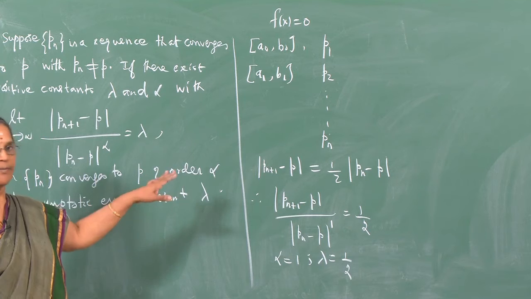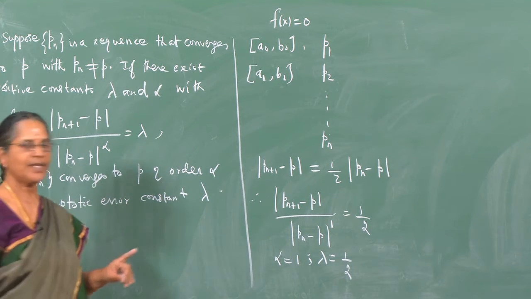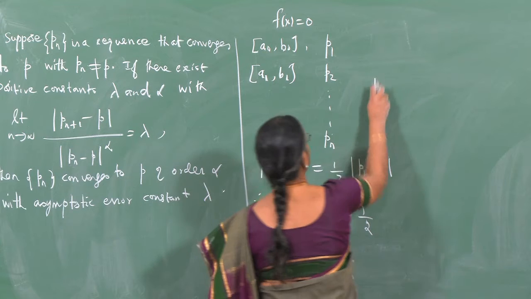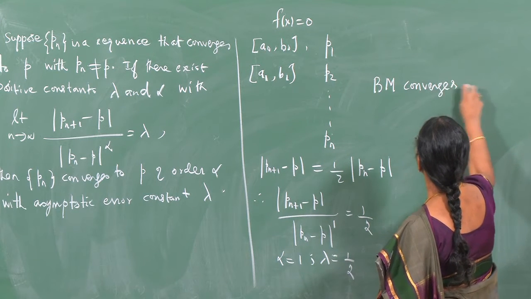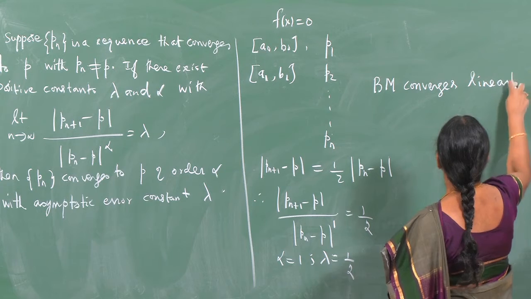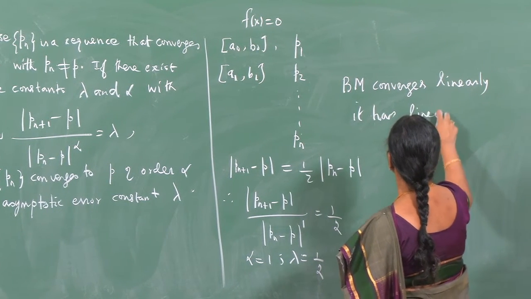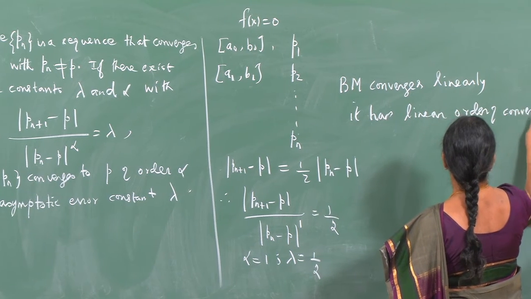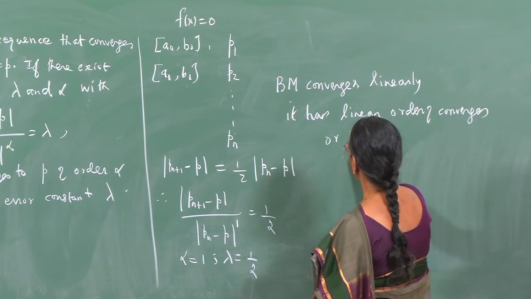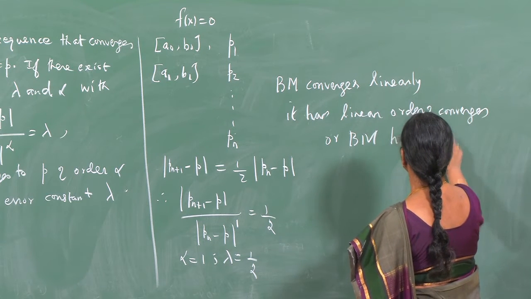So, the bisection method has order of convergence 1, or we say that the bisection method converges linearly, or it has linear order of convergence, or we say that the bisection method has order of convergence as 1.